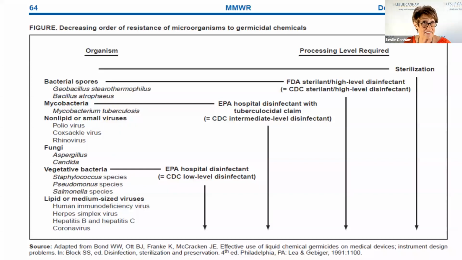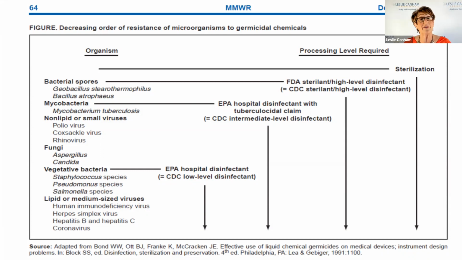Well, now we get to vegetative bacteria. So let me stop there and say, we could use a lower level disinfectant, an EPA registered hospital grade low level disinfectant. They're easier to kill and inactivate. And you see your Staph aureus and Pseudomonas aeruginosa and Salmonella.